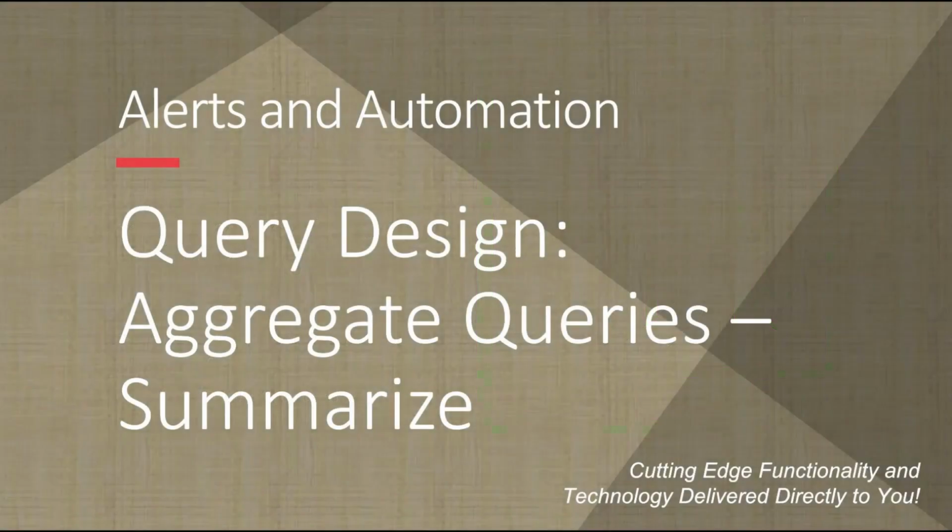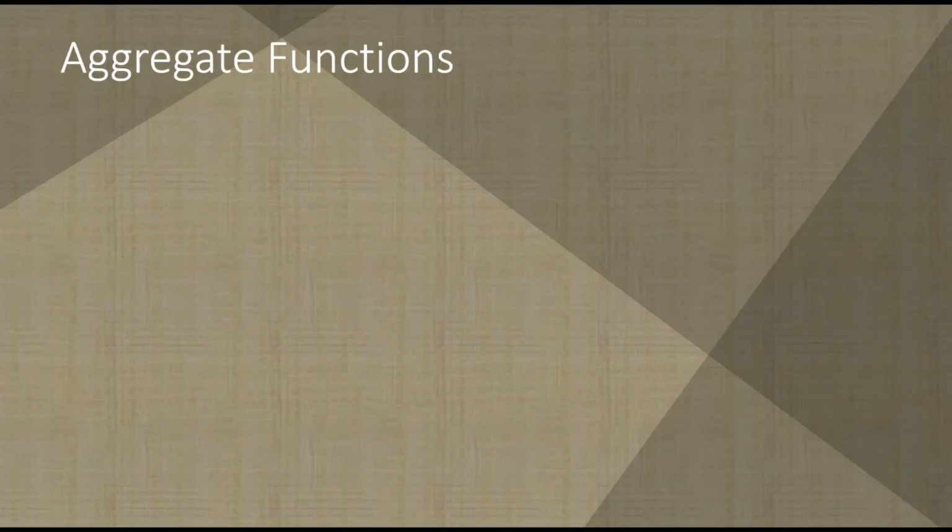Hi, my name is Jane Nichols, and today we are going to talk about aggregate queries, specifically those that use the summarize function in query design for the alerts and automation solution. Aggregate queries are different than record level queries and value change queries. Aggregate queries get triggered by a group of records collectively meeting certain criteria.